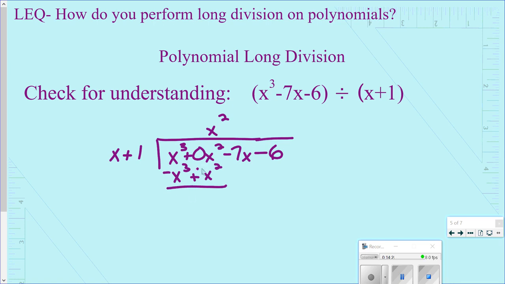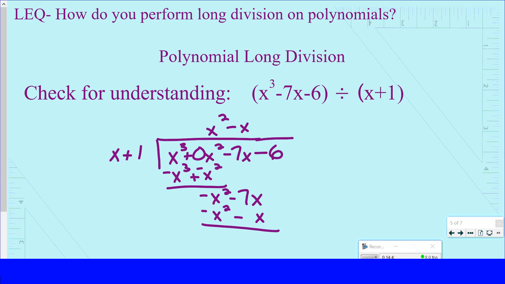Subtracting, so changing the signs and adding. 0 minus 1 is negative 1x squared. Bringing down the next term. X into negative x squared goes in negative x times. Negative x times x is negative x squared. Negative x times 1 is negative x. So I'm changing signs because I'm subtracting. Negative 7 plus 1 is negative 6x.